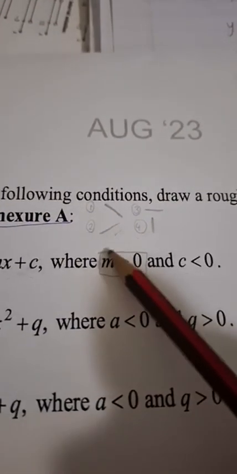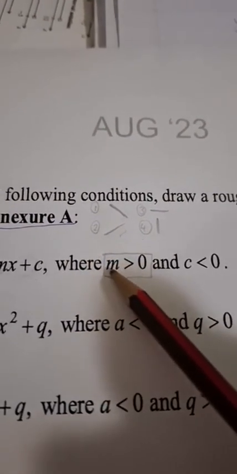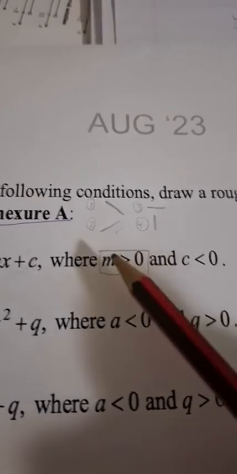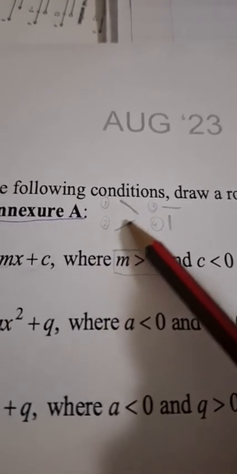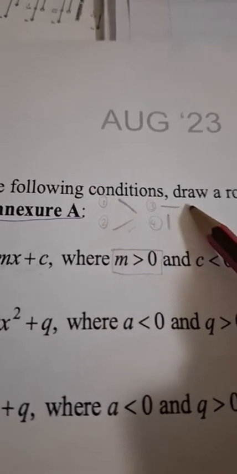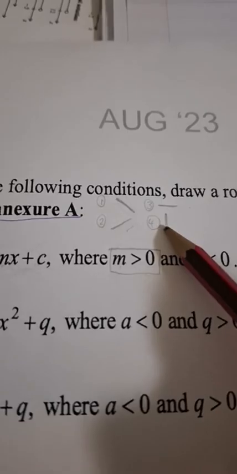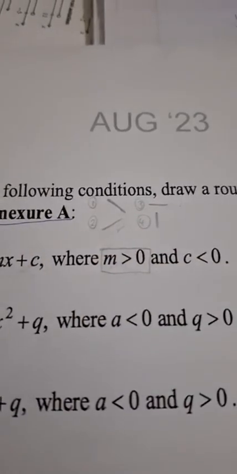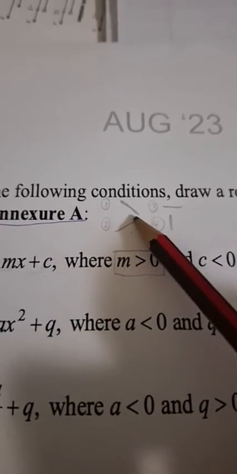Let's see what other amazing viewers have to say about when m is greater than 0. Remember, this is saying that the gradient is positive. When the gradient is positive, is it a straight line looking like that? Is it a horizontal straight line, or is it a vertical straight line? Which one is it? So Nuri is saying it is option 2, meaning this is an increasing straight line.